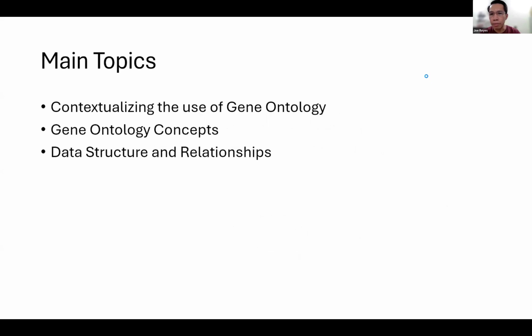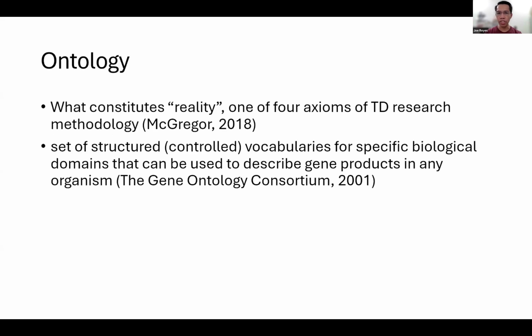So the main topics that I'd like to share are: what's Gene Ontology, what's the context that it's being used in, what are the main topics or concepts that we should at least have a basic understanding of, and some of the data structures and relationships within these concepts.